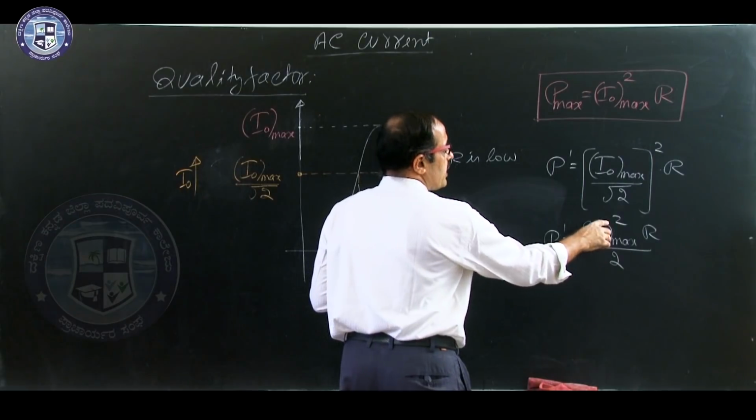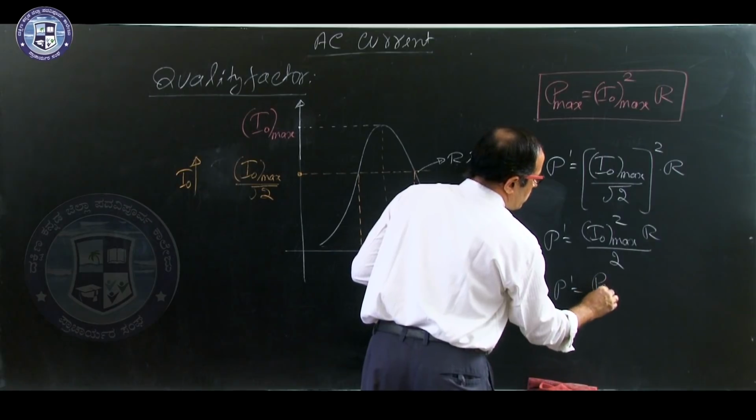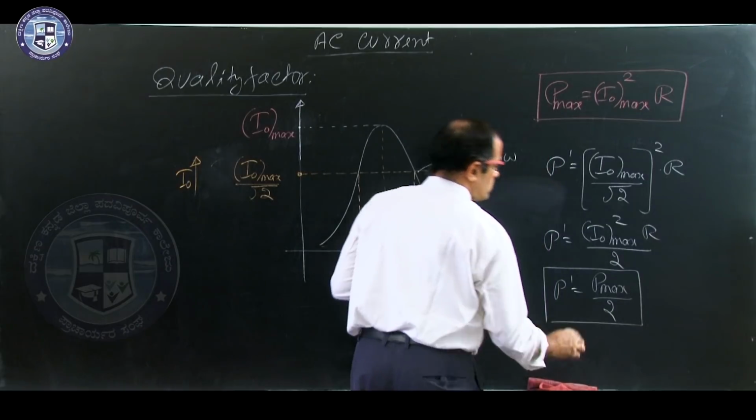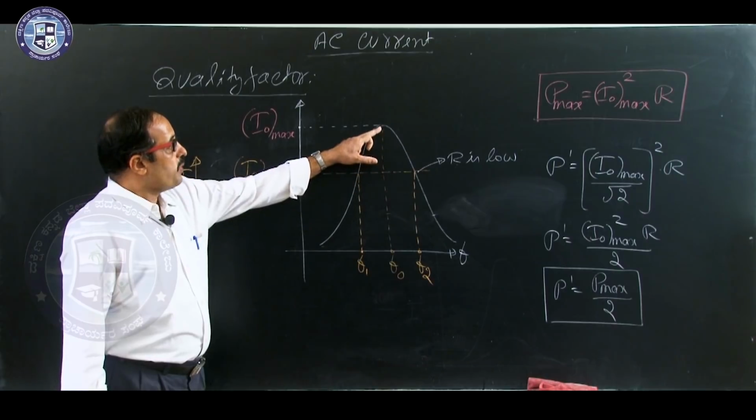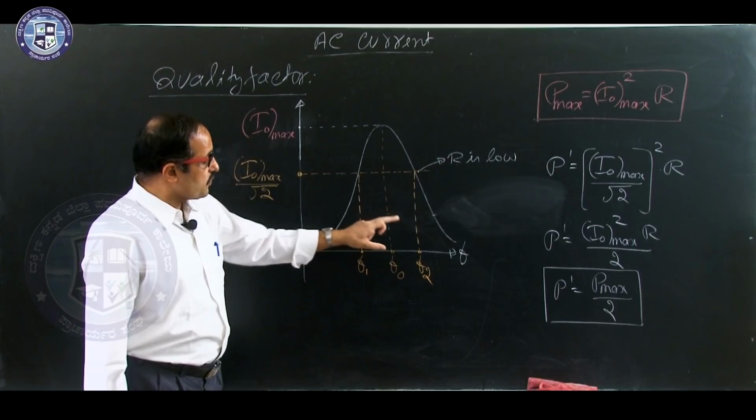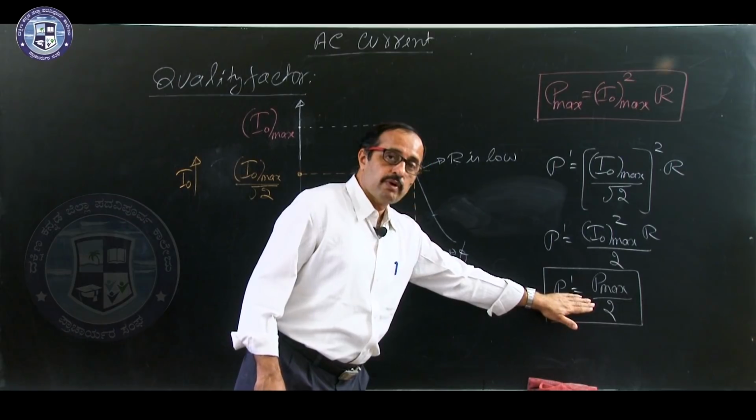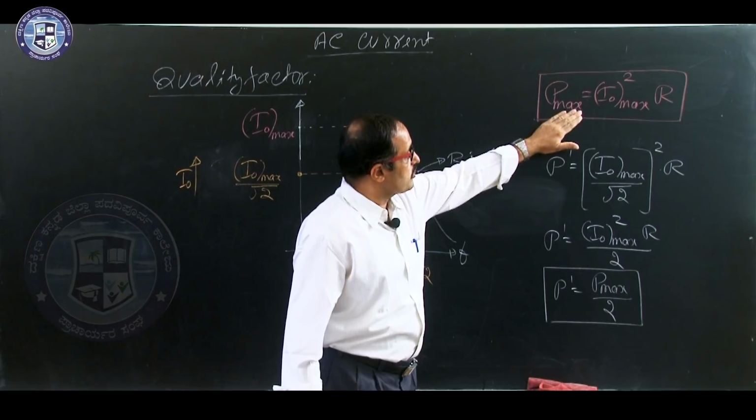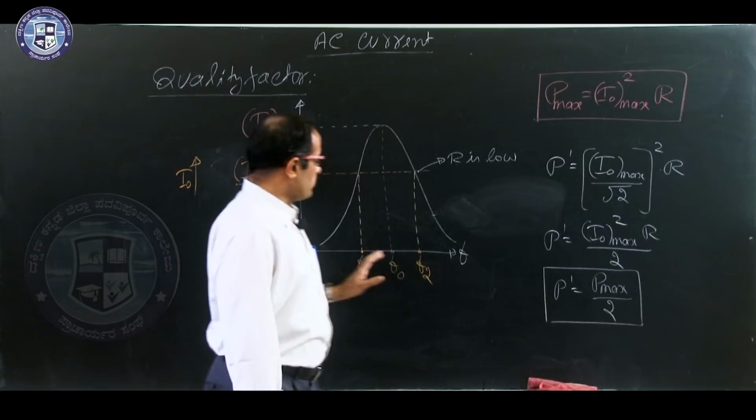But what is this I naught maximum square into R? Is it not P maximum? Therefore, P dash is equal to P maximum by 2. That means, at resonant frequency, power consumption is maximum. For the frequencies F1 and F2, power consumption is 50% of the maximum power consumption. Think that it is 100 watt maximum power consumption. What is the power consumption here? It is 50 watt, half of that.